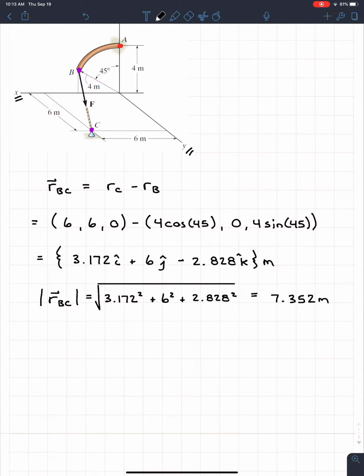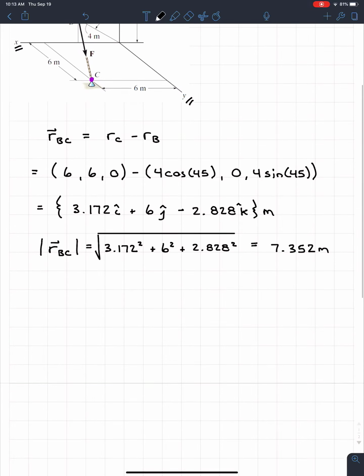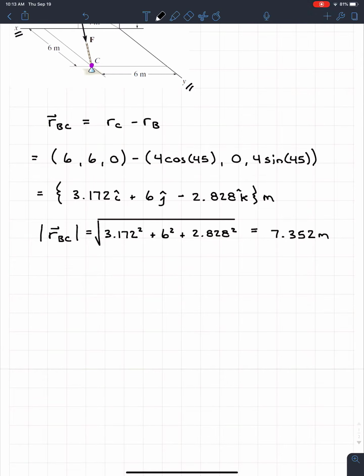And again, what this represents is the distance from points B to C. That shortest distance, if I was going directly from point B to point C, that is the distance. If I were to take a tape measure, that's what it would read out. So we can now easily find the unit vector, because we know that unit vector BC, so U of BC, is going to be equal to the position vector BC divided by the magnitude of that position vector. And we already figured out all of these, so it's as simple as just plugging in stuff.